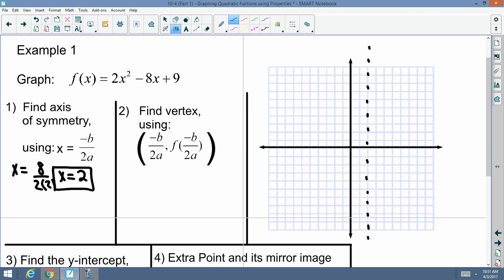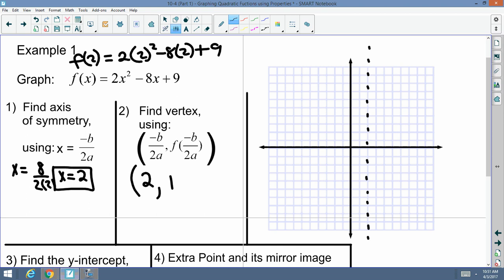Step 2. I got to find my vertex. So I use the x value of the axis of symmetry, which is 2. And I literally plug it in to find my y. I want to find my f of negative b over 2a. So in other words, I want to find f of 2. So plug it in. 2 times 2 squared minus 8 times 2 plus 9. 2 squared is 4. 4 times 2 is 8. 8 minus 16 is negative 8. Negative 8 plus 9 is 1. So I'm going to go ahead and graph my vertex. 2, 1.